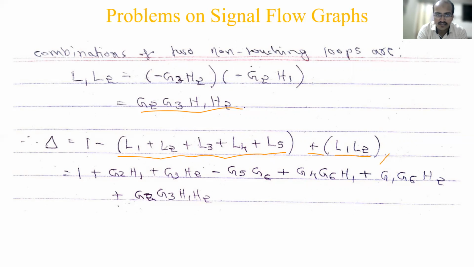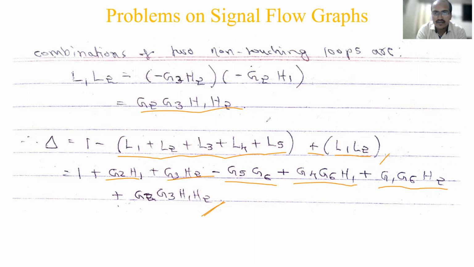Now substitute everything here. There is a minus sign in all the loops, only in G5, G6 you don't have the minus sign. So minus of minus plus comes G2, H1 plus G3, H2. Here L3 is G5, G6 multiplied with minus, it will come minus G5, G6. Then L4 again has a minus sign, so plus G4, G6, H1 will come. And here also plus G1, G6, H2 plus L1, L2. The L1, L2 answer is here, G2, G3, H1, H2. So this complete answer is your denominator function, the determinant in your transfer function.